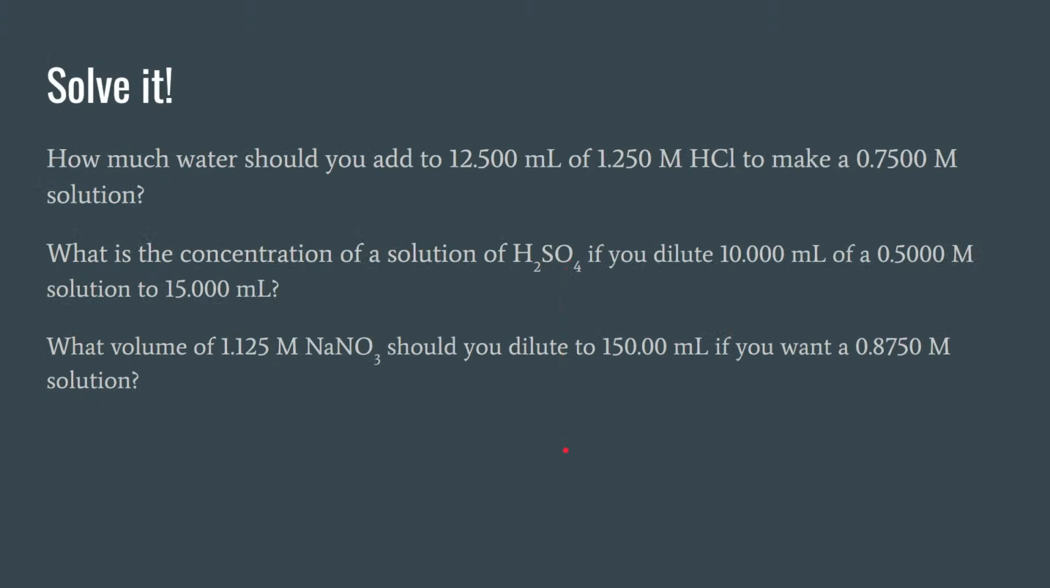So, how much water do you add to 12.5 milliliters of 1.250 molar hydrochloric acid to make a 0.7500 molar solution? All right, so here's how we do these problems. These are fairly straightforward.